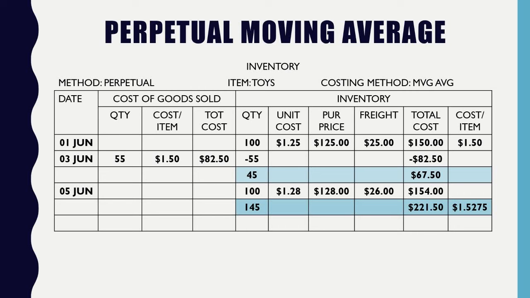I need to combine the two because I don't care which batch came first. I don't care which batch came last. I care about spreading the total cost evenly amongst my total quantity that I have available on hand. So that's the idea here: when I purchase, I combine. When I subtract, right? So in this case, now my new average cost per item has increased to $1.5275, okay?